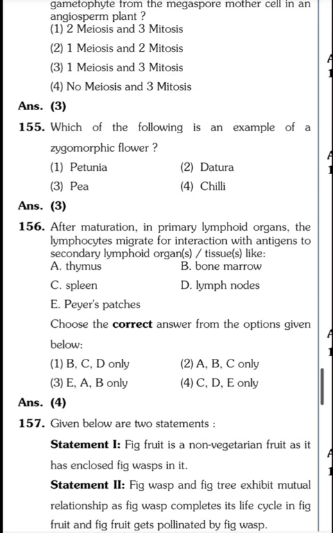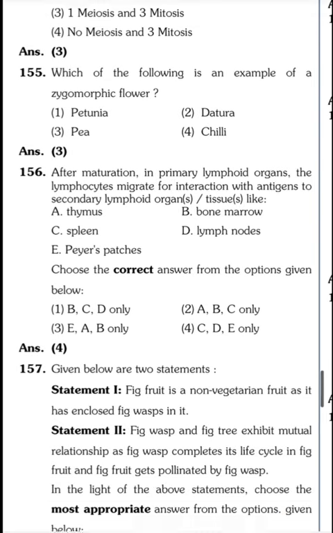Which of the following is an example of zygomorphic flower? See, Petunia, Datura, Chili, all three are the Solanaceae family. Solanaceae family has actinomorphic flower. Pea plant, Fabaceae family, the pulses, they are all having the zygomorphic flower, bilateral symmetry. So third one, pea plant is the correct one.